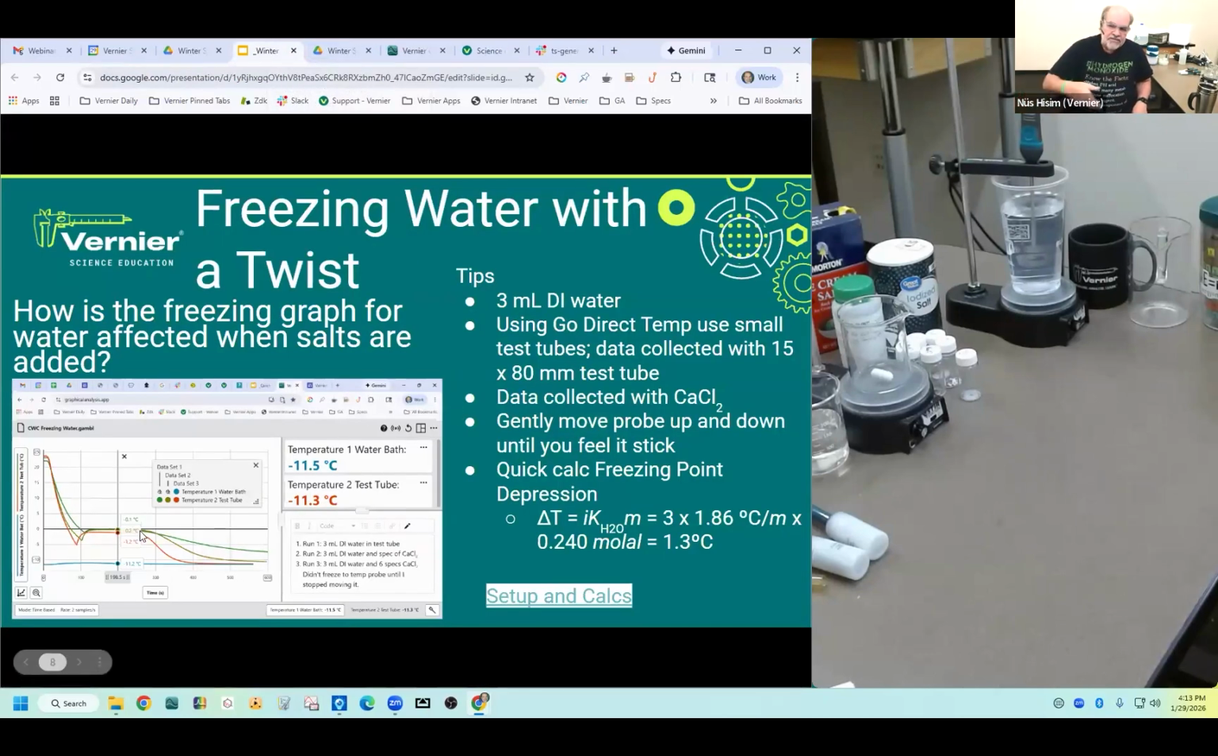There's also a melting side of it, but I just did the freezing side just to see how that would work, and then I added calcium chloride. So with the calcium chloride, the i value was 3, and so Noose, we've got a question.